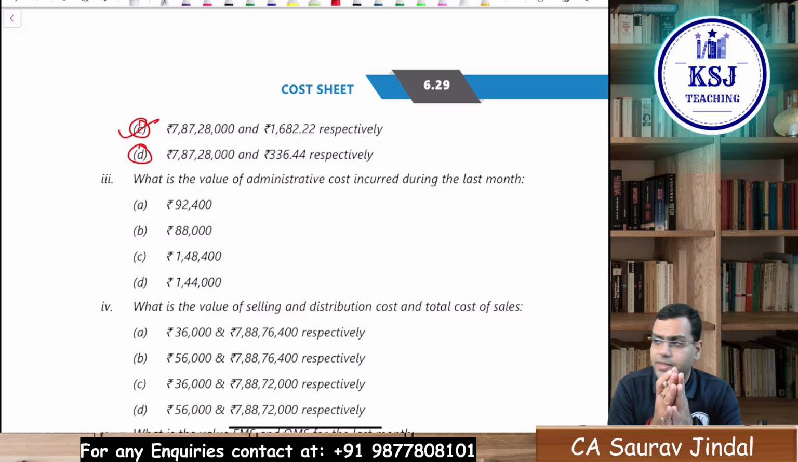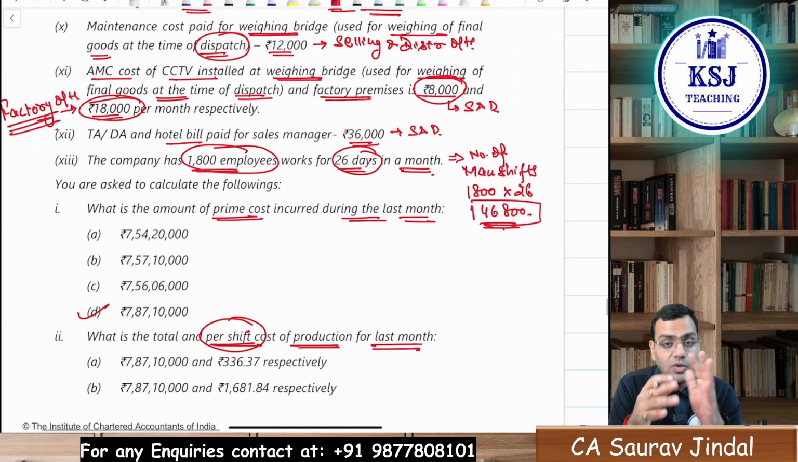Is that clear, everyone? Right? So cost per shift means per day for the total of employees. So 1800 employees working for 26 days, that means the total number of man shifts is 1800 multiplied by 26. One day, 8 hours, one shift.